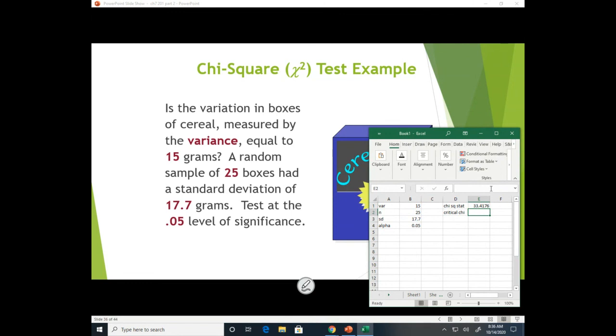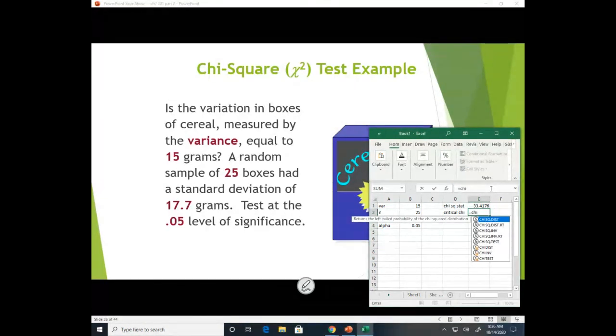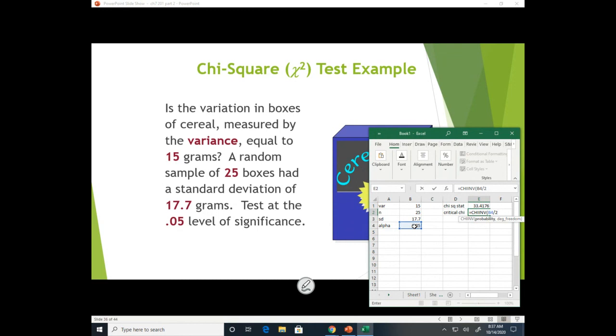Now for this, we need to pull the critical value from the chi-square distribution. So we're going to have to use our chi-inverse function. We're going to take our alpha value divided by 2, and our degrees of freedom, our sample size minus 1, and we get a value of 39.36, and 33.4 does not exceed 39.36, thus we fail to reject the null hypothesis at 0.05.